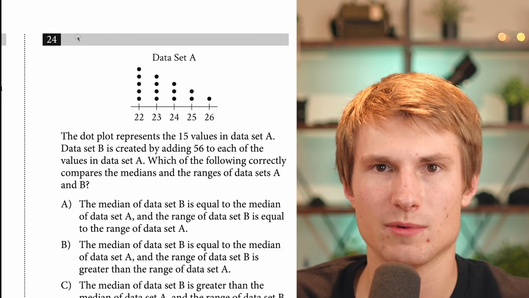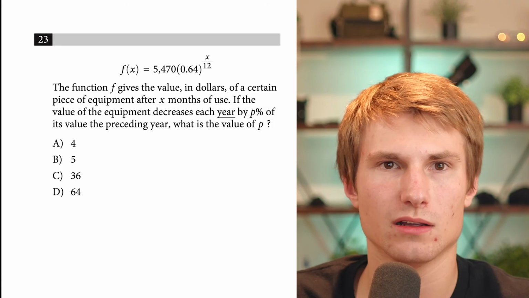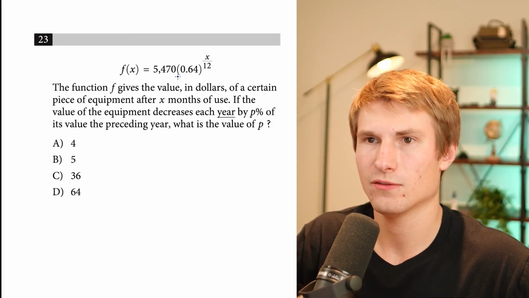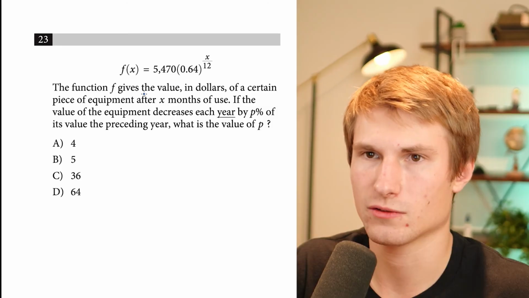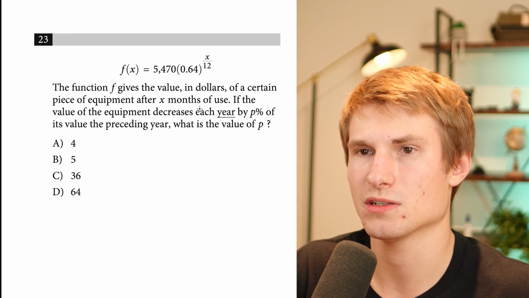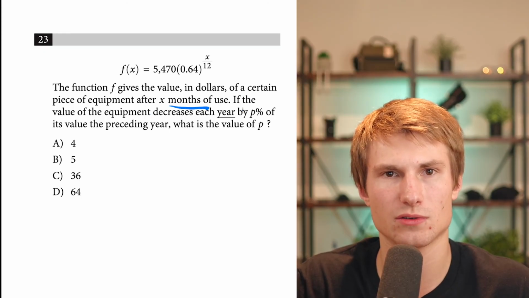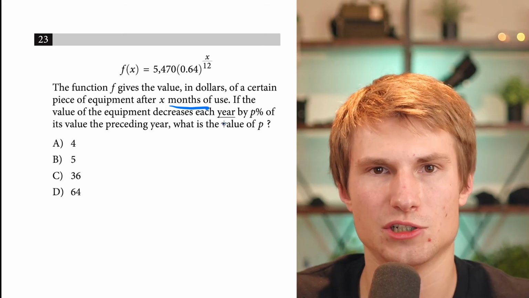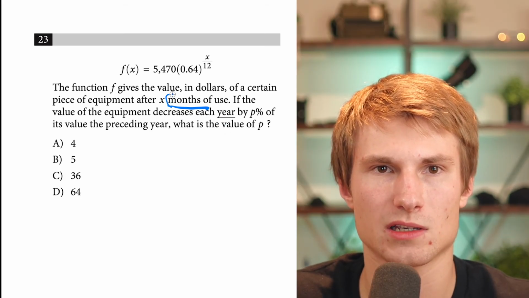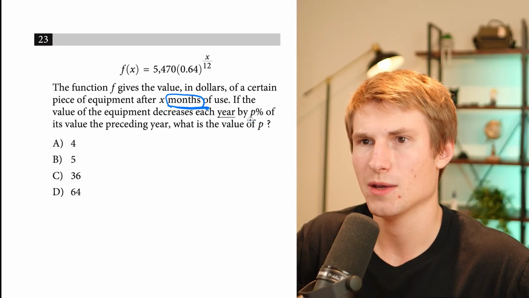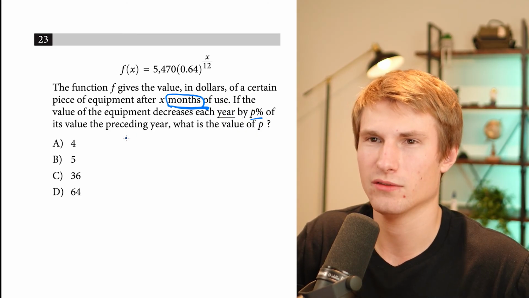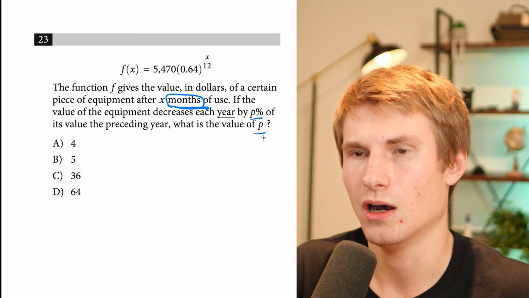With that being said, here's question number 23. We've got f of x equals 5470 times 0.64 to the power of x over 12. Function f gives the value in dollars of a certain piece of equipment after x months of use. If the value of the equipment decreases each year, and keep in mind that's because we're contrasting to x months of use, by p%, so we're decreasing each year by p% of its value the preceding year, what is the value of p?